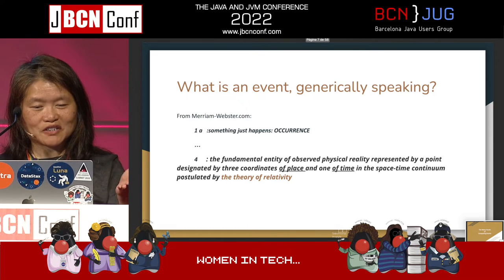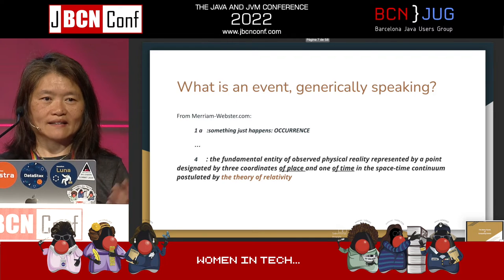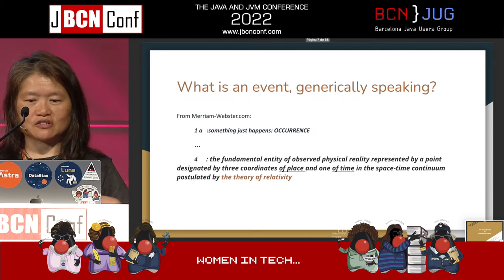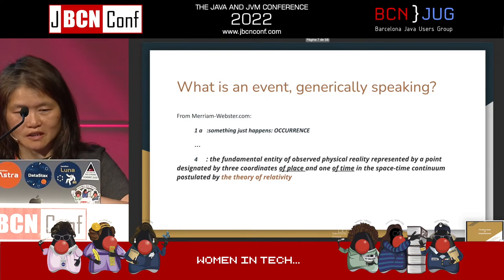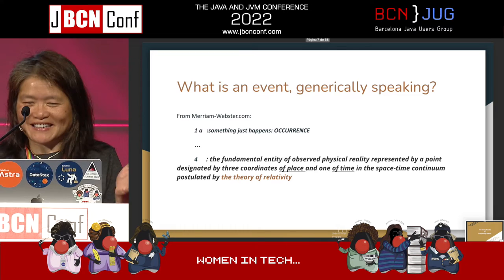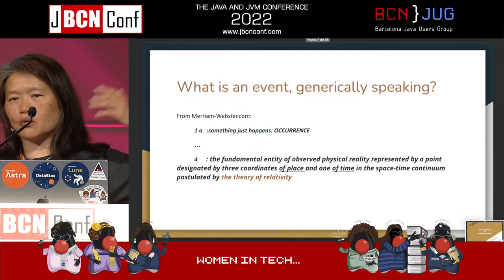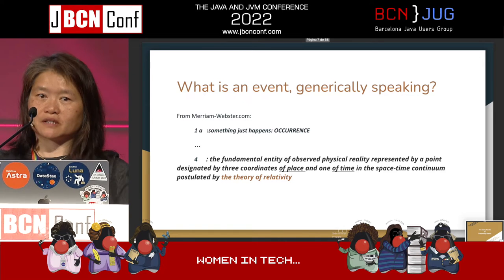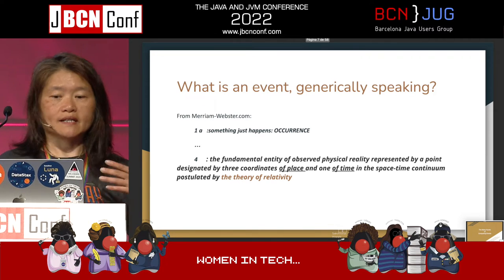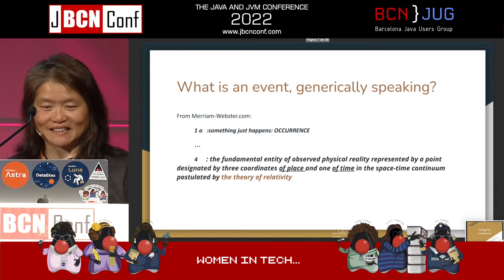I also found it very interesting, on the fourth bullet point here, that an event really is the fundamental activity of observed physical reality, represented by a point designated by three coordinates of place and one of time. So the fourth dimension, which includes time, in the space-time continuum postulated by the theory of relativity. We're not talking about the theory here, but I find it interesting. When we work with events and want to represent them, we use a math model of XYZ coordinates plus the time associated with it. The challenge is that it keeps changing. The state of data keeps changing, and what we're trying to do in computing is to capture and preserve it, and also keep the integrity of events. So that's a challenging area.